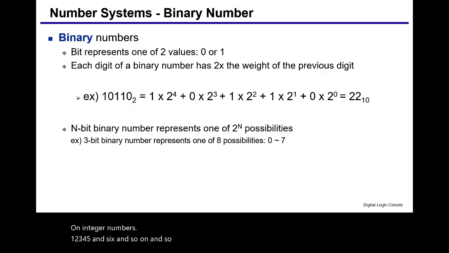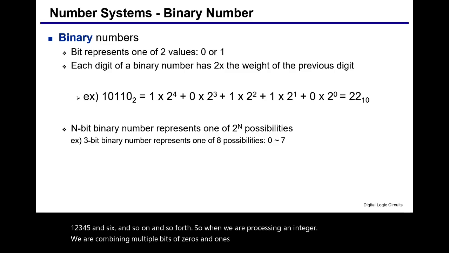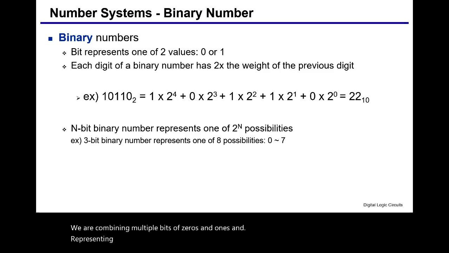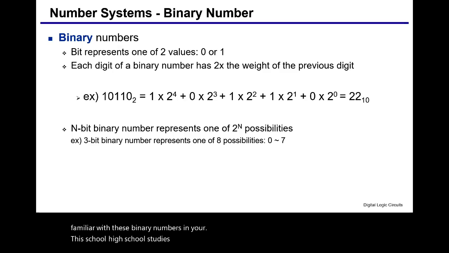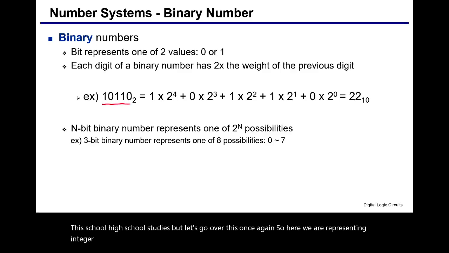When we are processing an integer, we are combining multiple bits of zeros and ones, and representing an integer using those binary bits is called a binary number. You are probably familiar with binary numbers from your middle school or high school studies, but let's go over this once again. Here we are representing an integer using 5 bits of zeros and ones.